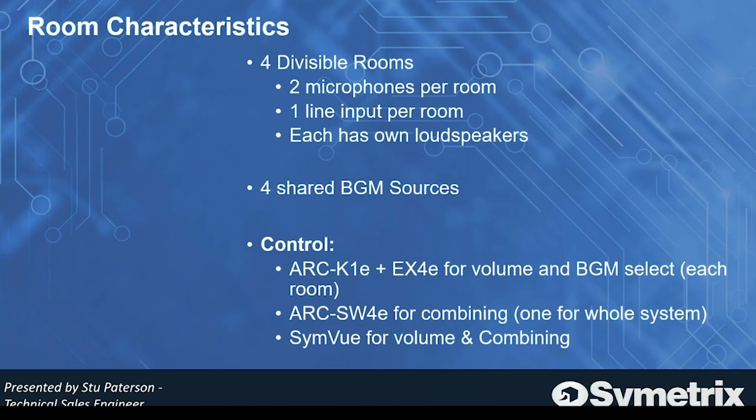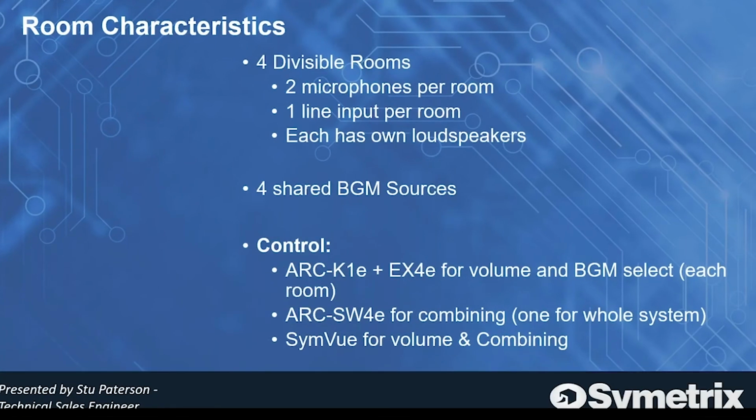In each room, we're going to have 2 microphones per room, 1 line input per room, and each have their own loudspeakers. Then we have 4 shared BGM sources for control, the ARC K1E NEX4 for volume and BGM selection, and an ARC SW4 for combining purposes, master combining purposes. And also SymVue for volume combining.